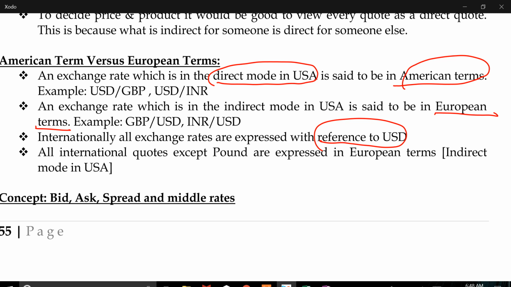So if somebody tells me the exchange rate between INR, can I just tell the vehicle number? P2 907. Anyone's vehicle? Not here.